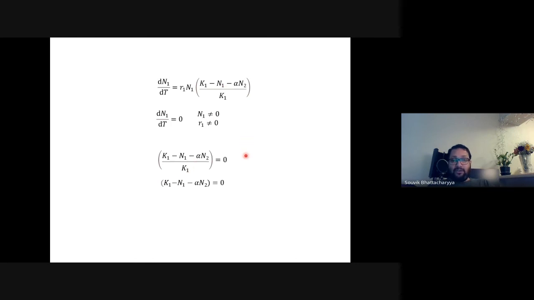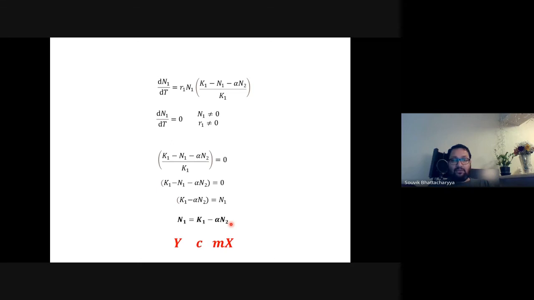So K1 goes here, and so it becomes K1 minus N1 minus alpha N2. Finally, you get K1 minus alpha N2, and that equals N1. So you can rewrite this equation in this way. N1, the number of population in species 1, is equal to K1, the carrying capacity, minus alpha N2. And alpha N2 is the contributing factor from species 2.